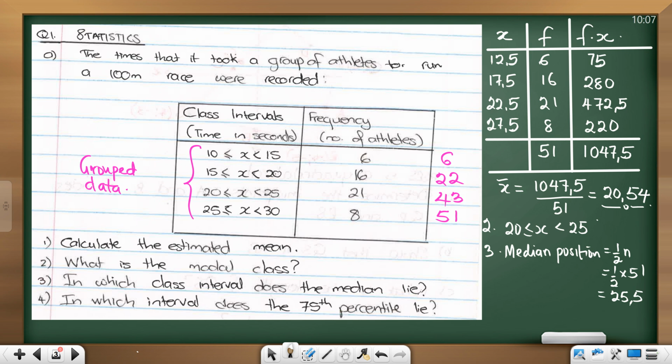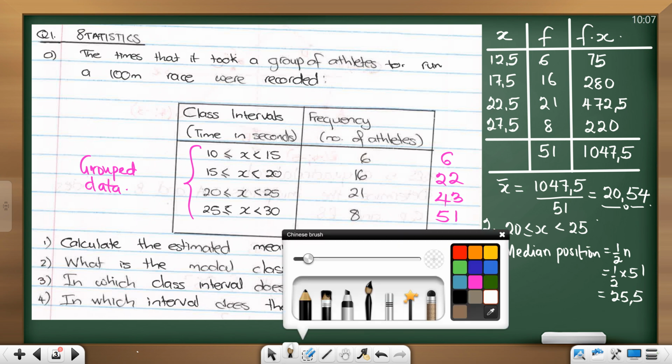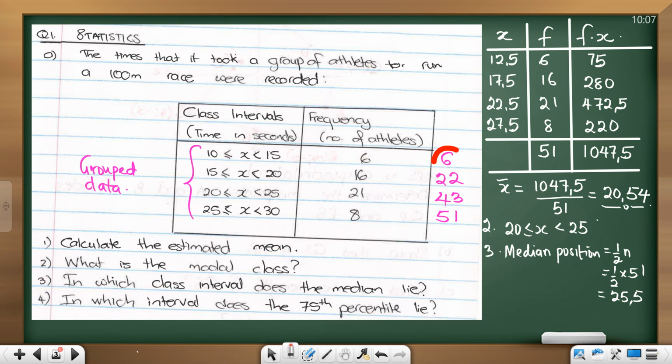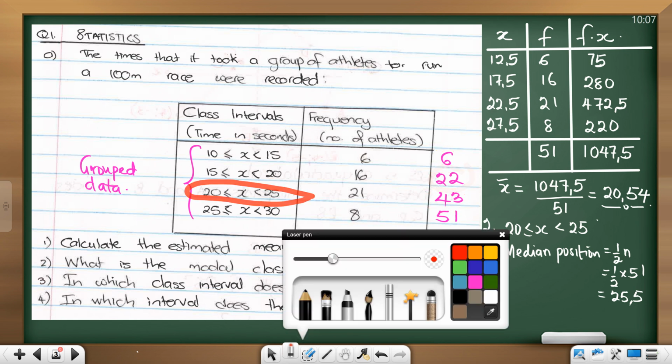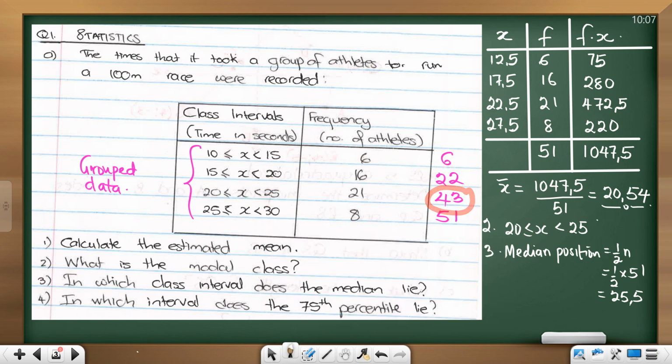That makes sense? Yeah, that's why I'm saying the n plus 1 rate doesn't make a difference now. So is it less than 6? No. Less than 22? No. Less than 43? Yes. So it is in this class interval. 20 less than or equal to x less than what? 25. Number 4, in which class interval does the 75th percent lie?